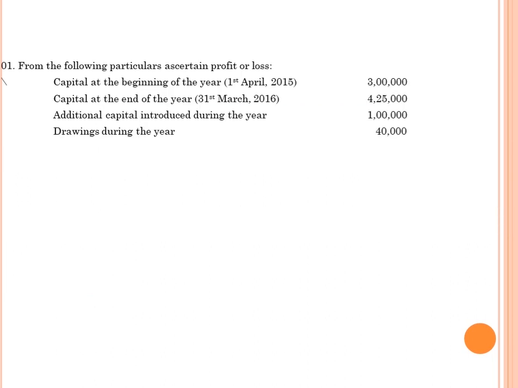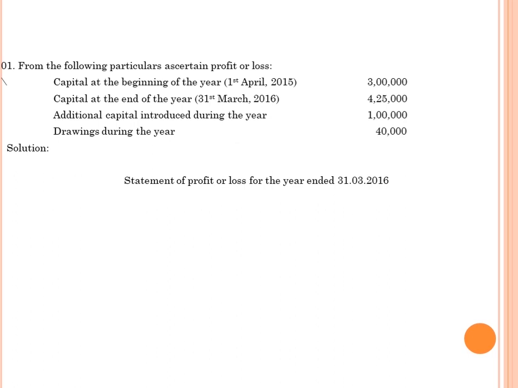Listen carefully. From the following particulars, ascertain profit or loss. Capital at the beginning of the year, 1st April 2015, 3 lakhs. Capital at the end of the year, 31st March 2016, 4,25,000. Additional capital introduced during the year, 1 lakh. Drawings during the year, 40,000. These are the information given. With the help of these, we have to compute profit or loss for the year ended 31st March 2016.